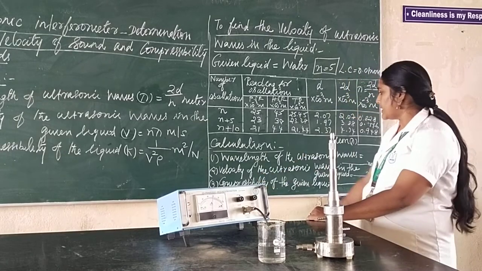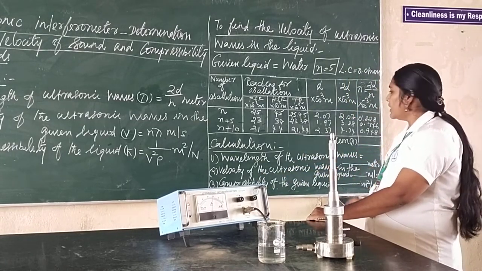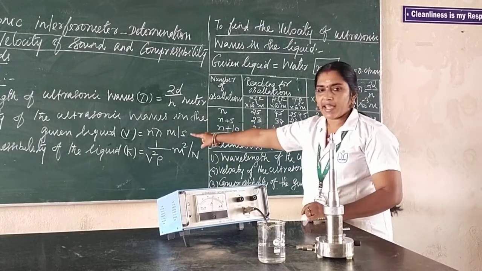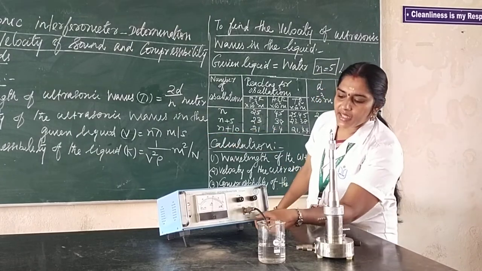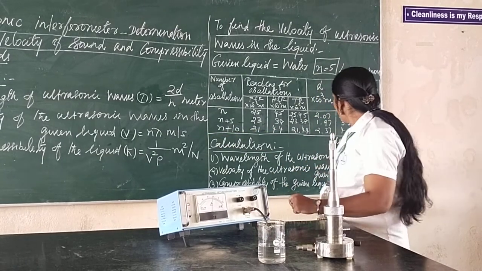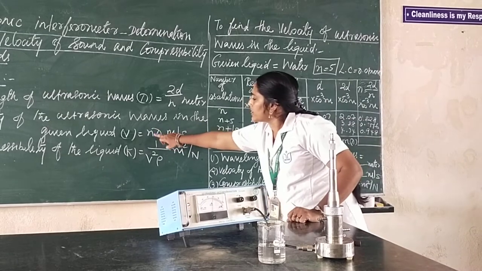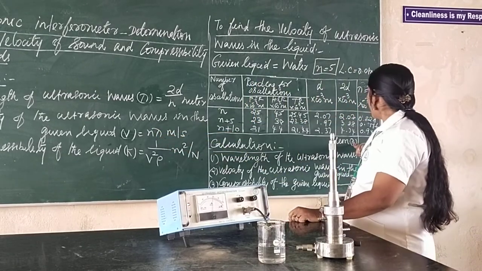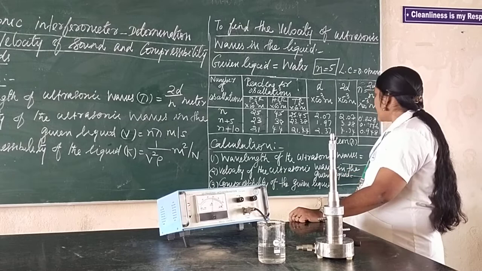Next is the velocity of ultrasonic waves in a given liquid. What is the formula? V equal to n lambda. The frequency n is 2 megahertz, so 2 into 10 to the power of 6 hertz, and we have already found the value for lambda. This way you find the velocity value.